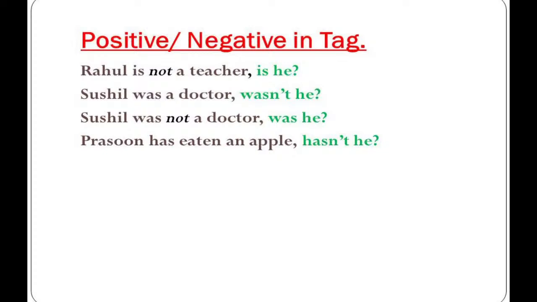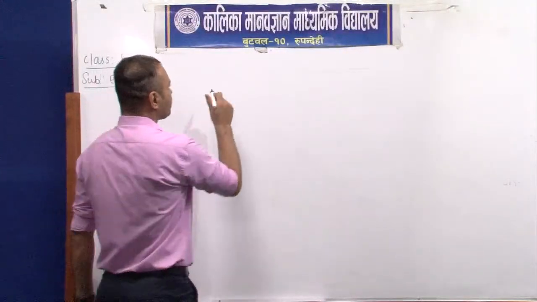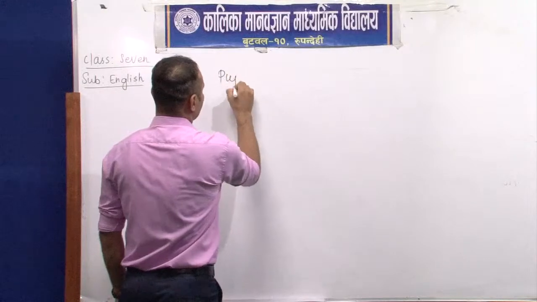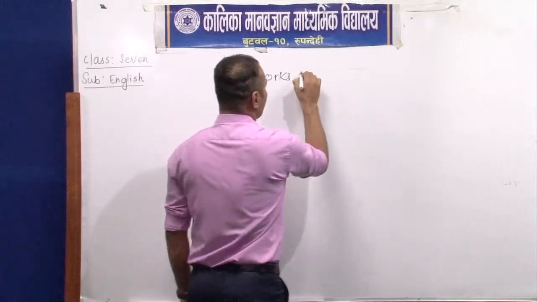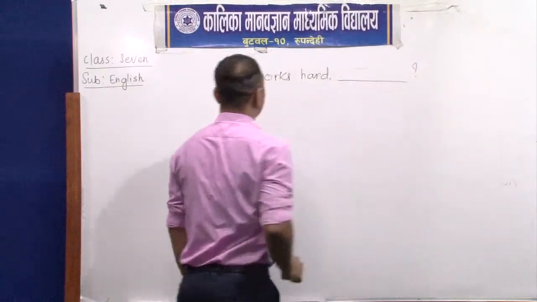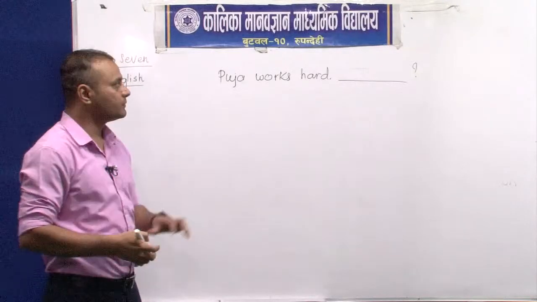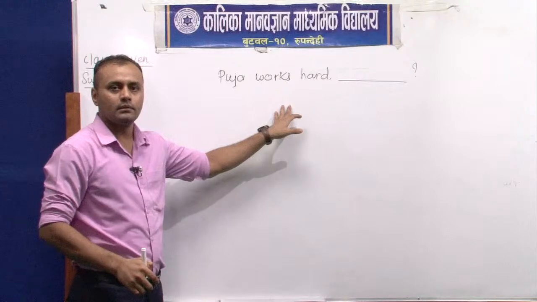Now, what if there is no auxiliary verb in a sentence, if there is only a main verb in a sentence? In that case what shall we do? All of you see the board now. If there is a main verb only, you can see: Pooja works hard. In this statement, there is no auxiliary verb, as you can see.